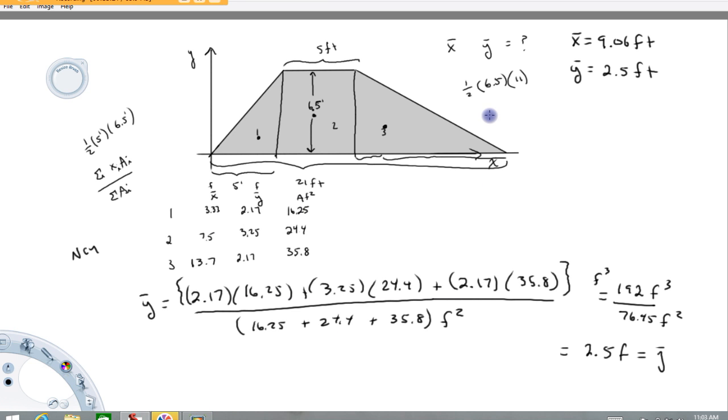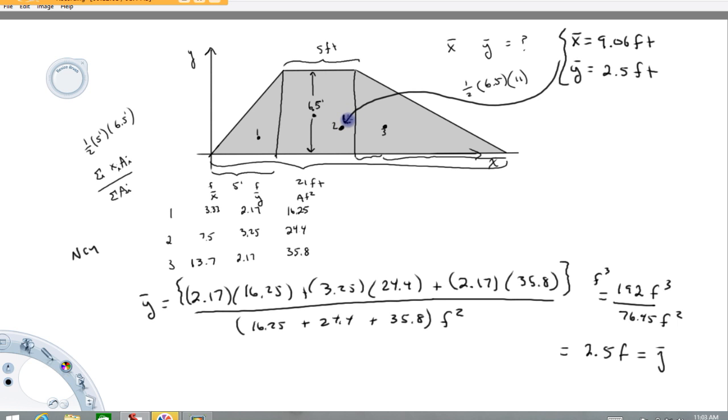Okay, folks, I'm back. Summing up all these values, I got 192 cubic feet. Summing up all these values, I got 76.45 square feet. Hopefully that's the same as what I got before. My memory's not so great. Do the division, it comes out to be 2.5 feet. So the coordinates of the centroid, which I've already written over here, is about 9.06 feet to the right, so maybe here, and 2.5 feet up, maybe about there. That's just a guess.